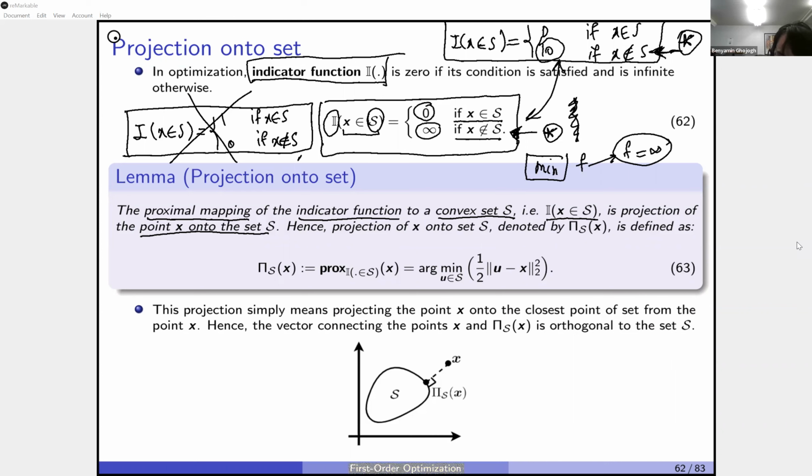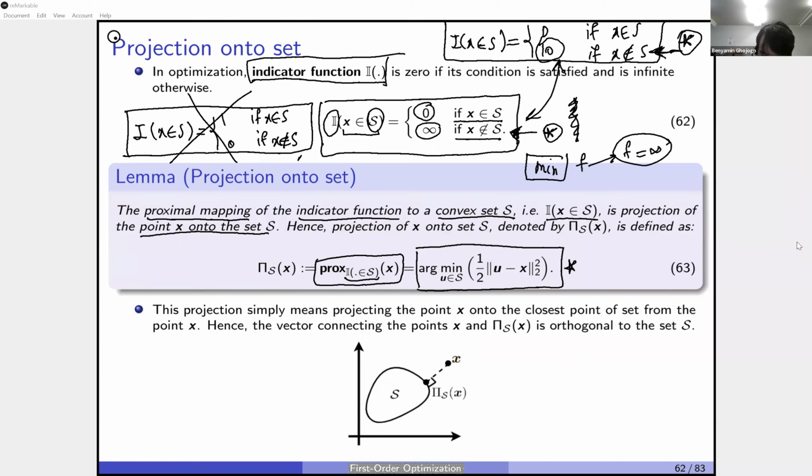So the proximal mapping of the indicator function: let the function g in the proximal mapping be the indicator function. We will prove in the next slide that the proximal mapping of the indicator function equals this, and this is projection onto the set. Why? I will tell you. So assume I'm explaining why this right-hand side is projection onto the set S. Assume this is the set S. This is the point X.